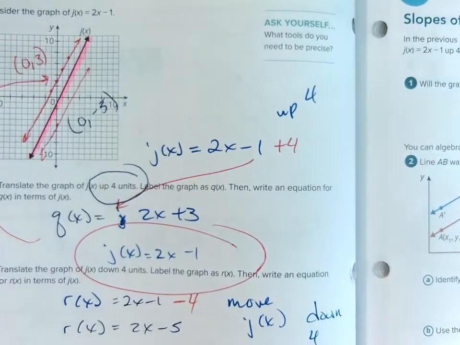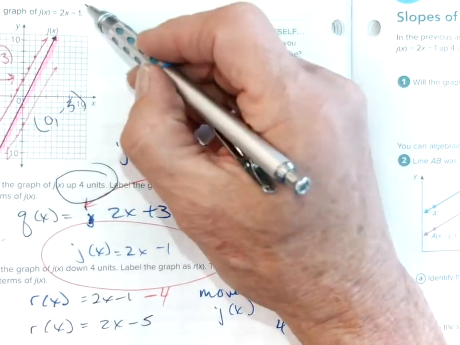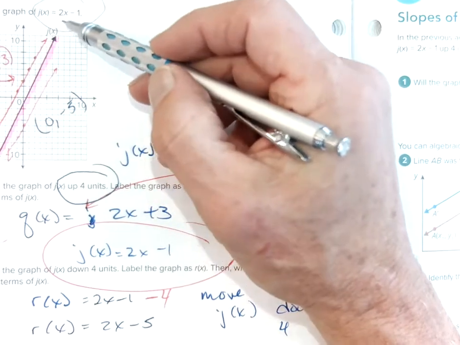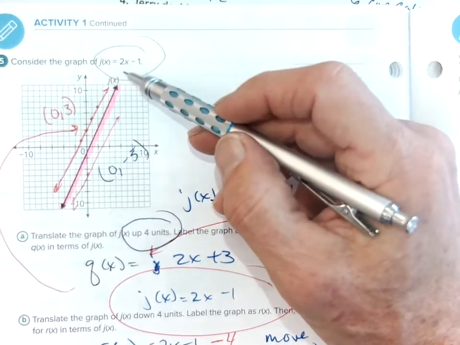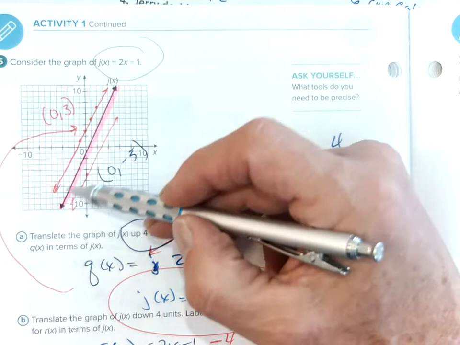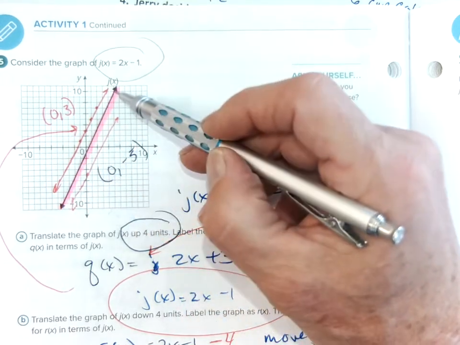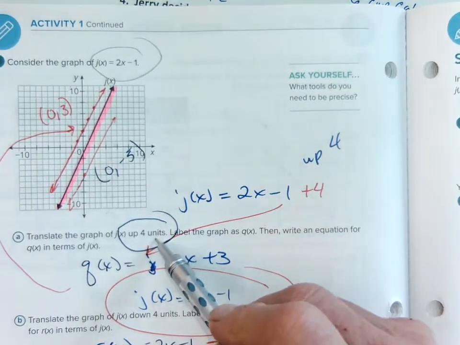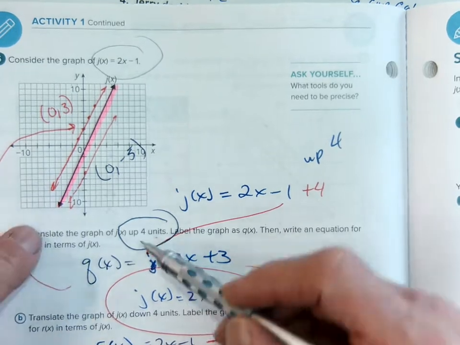So then we looked at the next page. It doesn't have to be the parent function. It could be any function. So we started with this function, j of x. It's just a name of it, j of x. 2x minus 1 is this line here. And then we said, well, let's just take the whole thing up 4. So we took it up 4, up 4, up 4.